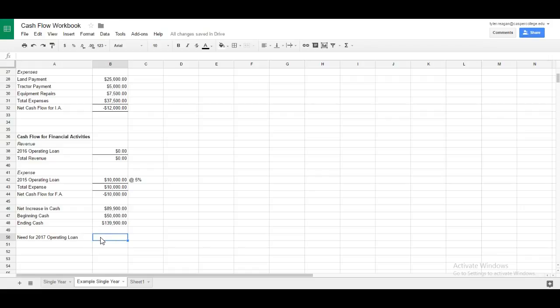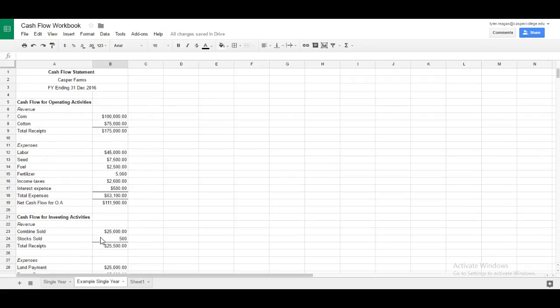The next thing I'm going to talk about, and I hope I have enough time, is to determine whether or not you need an operating loan. So let's say, for example, you want to make sure that you always have at least $50,000 in the bank. But, you know, this year is a pretty bad year. Your corn didn't really come in all that well. You only received $50,000 in corn and say $35,000, sorry, that's supposed to be $35,000.